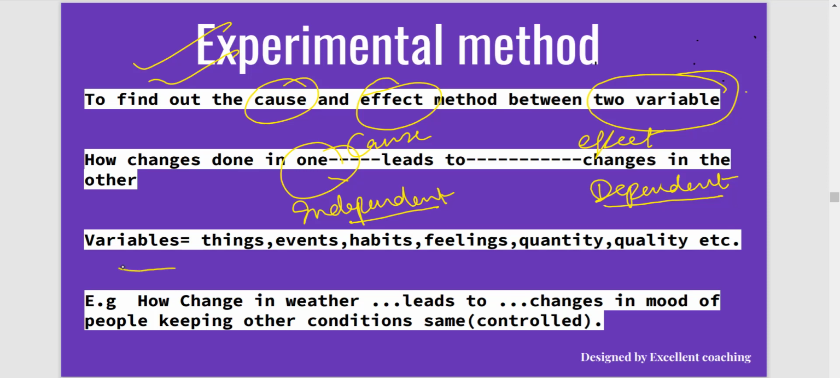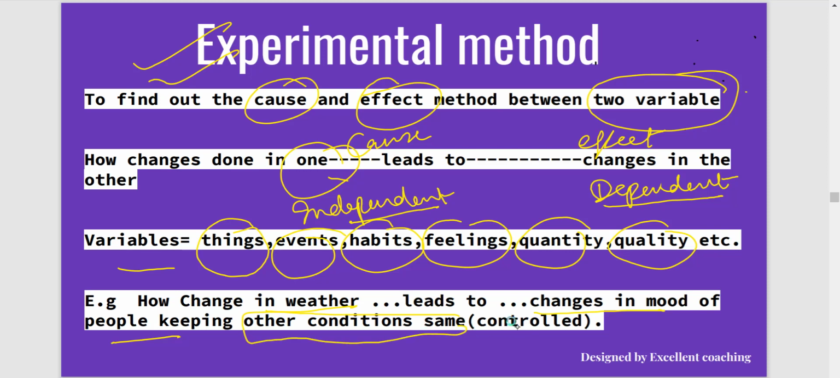And these are the variables which are manipulated by the researcher. The variable could be certain things, or it could be events, habits, feelings, quantity, quality, anything the researcher is manipulating. For example, a researcher wants to know how the change in weather leads to changes in the mood of people, keeping other conditions controlled, because mood is also dependent on various other conditions. So we have to keep those other conditions controlled to find out how only the change in weather can cause the change in mood. So weather here is the independent variable and mood is the dependent variable.